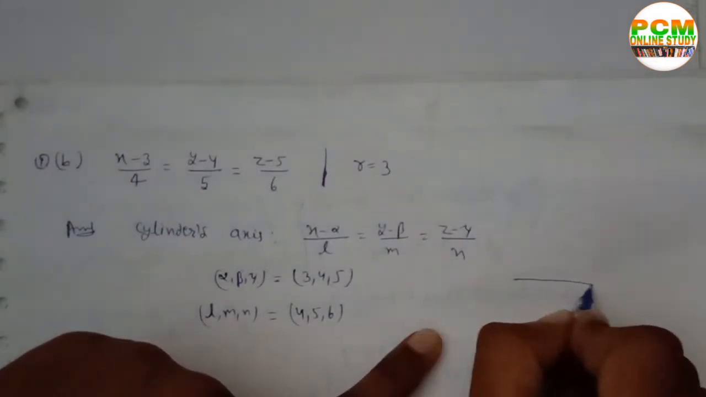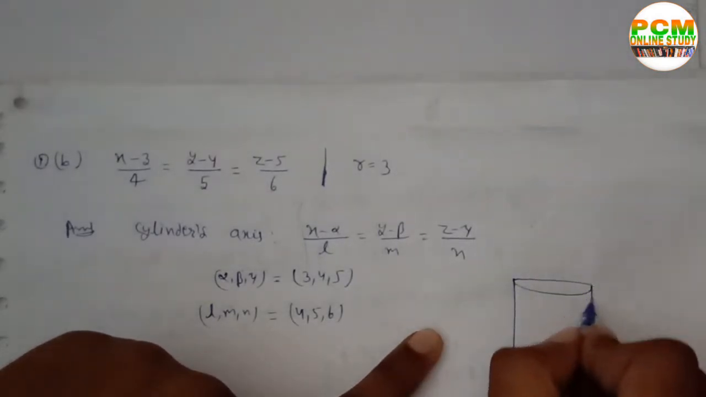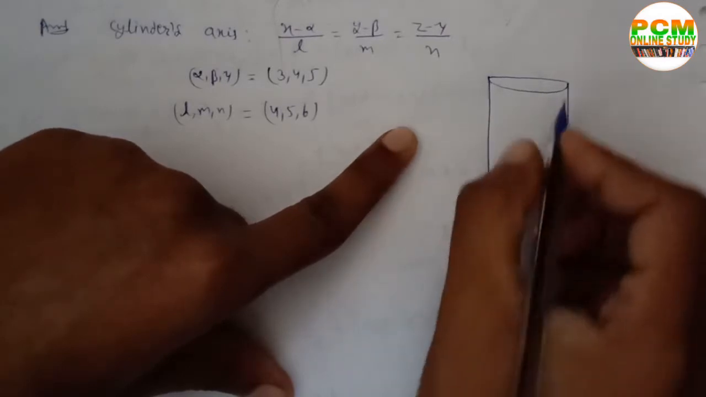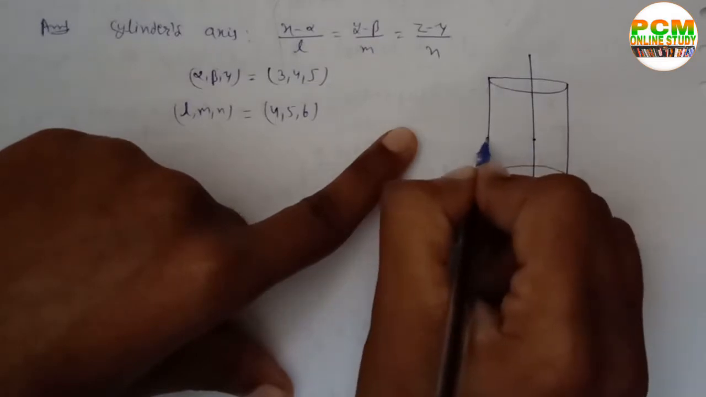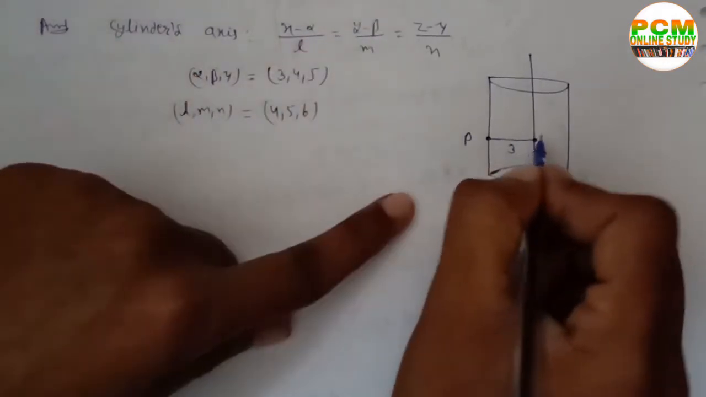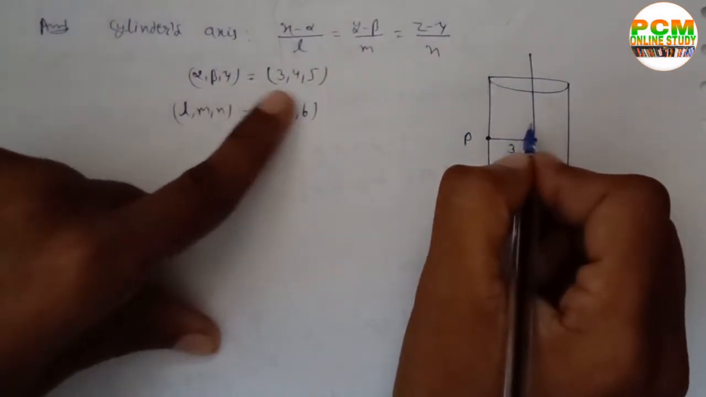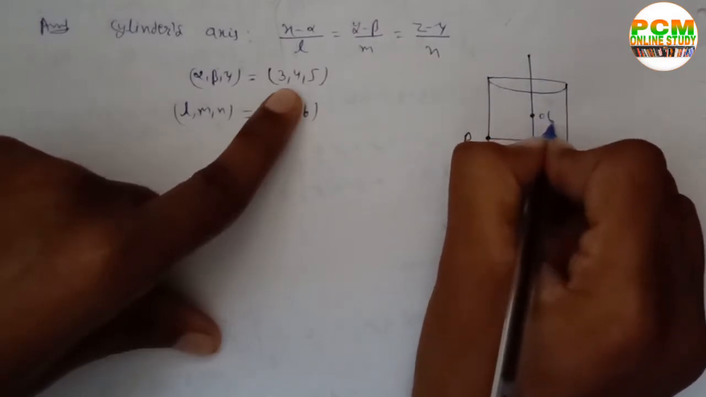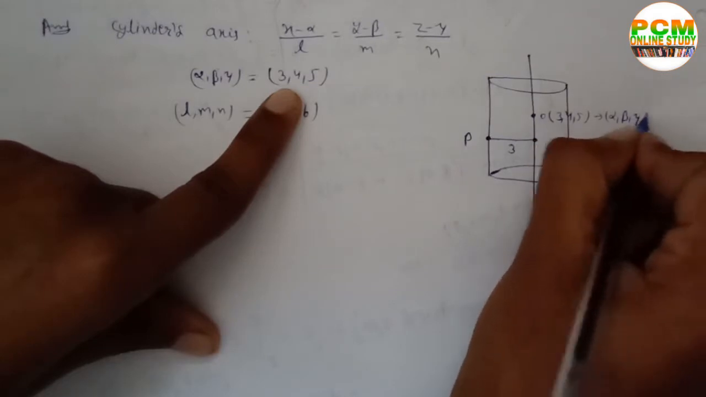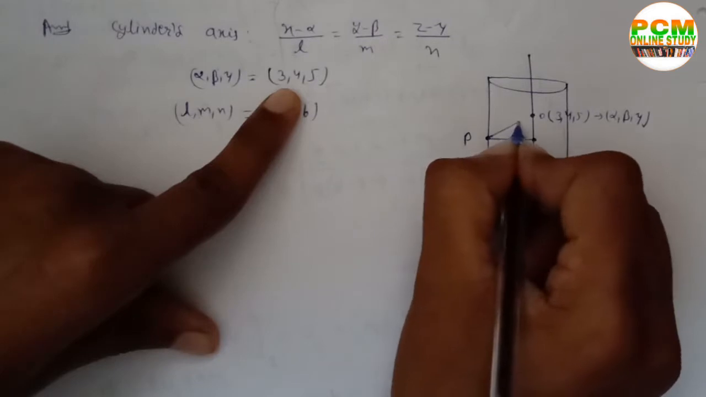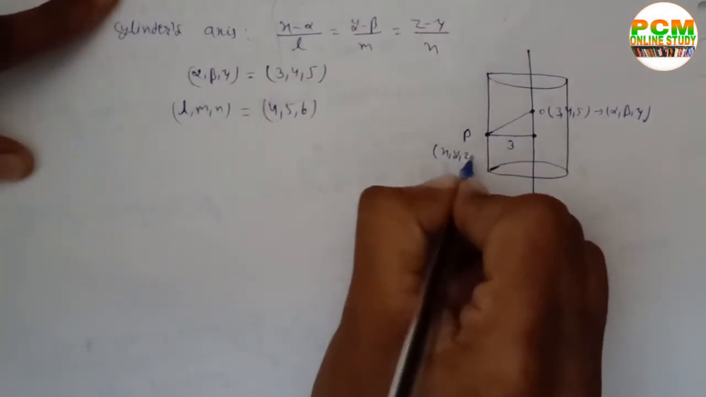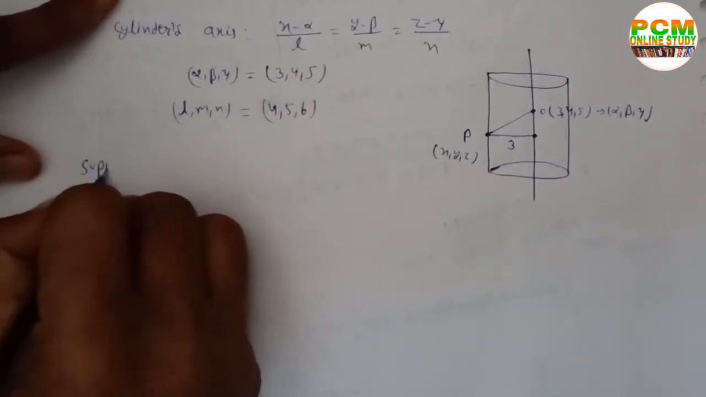So make a diagram of a circular cylinder. Here it is the circular cylinder, and here is the axis of the cylinder. Suppose there is a point P, and here the radius is 3, and here is another point O. The axis of the cylinder passes through this point O, (3, 4, 5), which means alpha, beta, gamma is the point. Join P and O. Now we have a right angle triangle. The coordinates of point P are x, y, z.